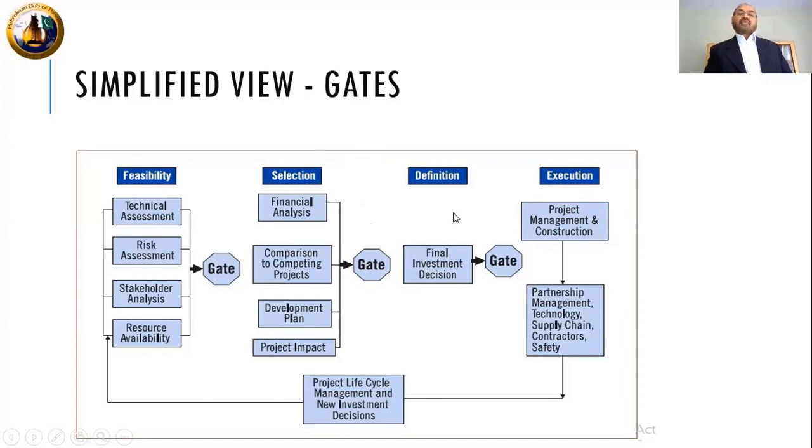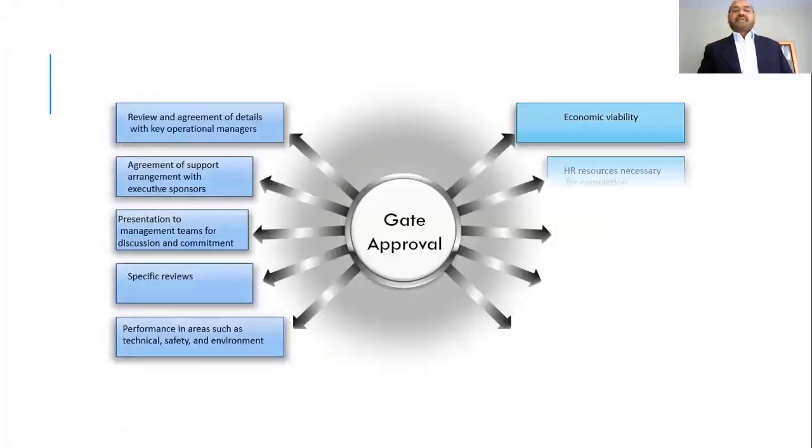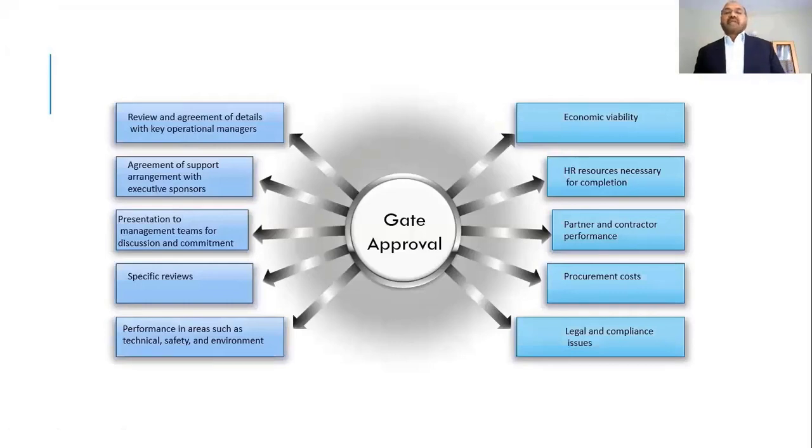These are the 4 stages and 3 gates. From here, you see project lifecycle management and new investment decisions are also based on this. So this is the life cycle of project management. There are a few things just for awareness of what these gates do: basically, the review and agreement of details with key operational managers.